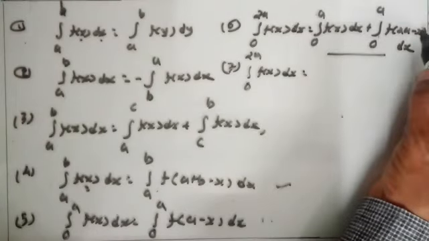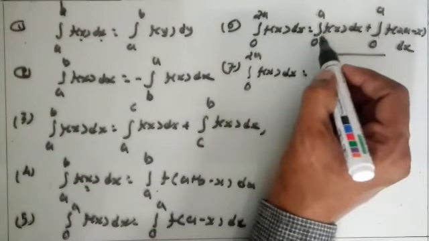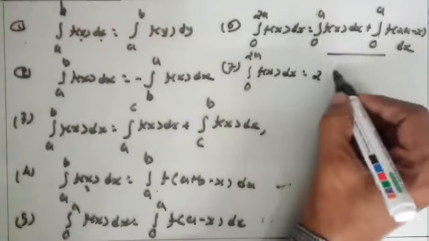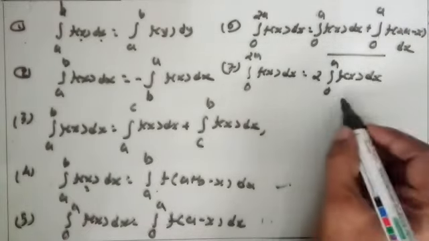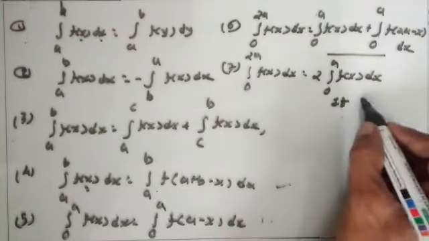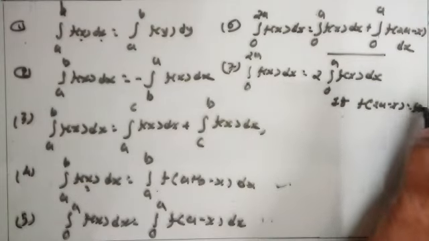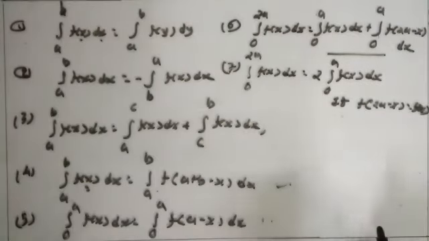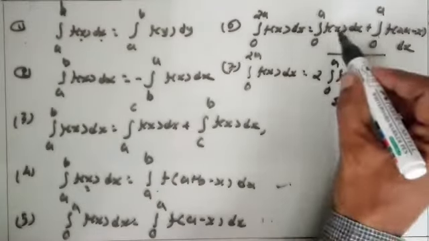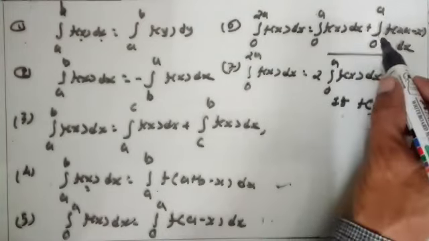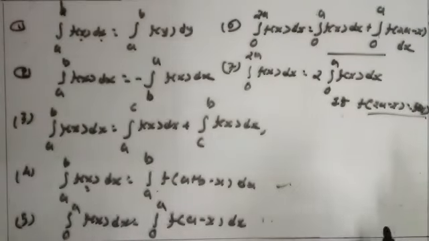And next property, integration 0 to 2a f(x) dx: remember this, if f(2a minus x) is equal to f(x), then 0 to 2a f(x) dx becomes 2 times 0 to a f(x) dx. Clear? If f(2a minus x) is equal to f(x), then the two parts add up to 2 times 0 to a f(x) dx. Clear?